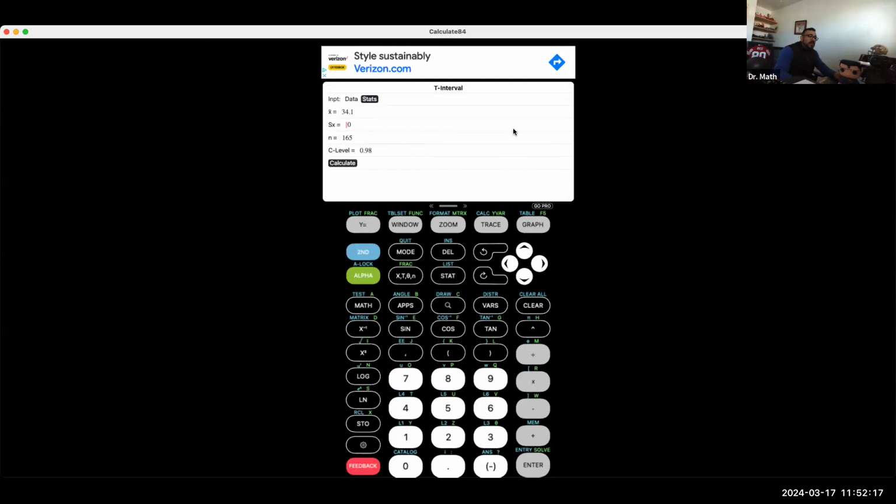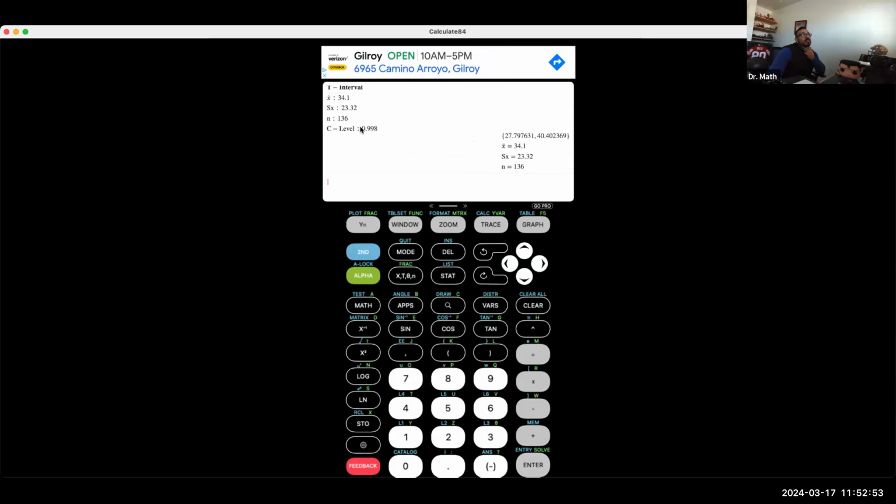S, my standard deviation of the sample, is 23.32. And then my sample size for this one was 136. My confidence level, oh darn it, what was the confidence level? 99.8%, so 0.998. Then hit calculate. Enter, and there is our lower and upper right there. So it's that easy.